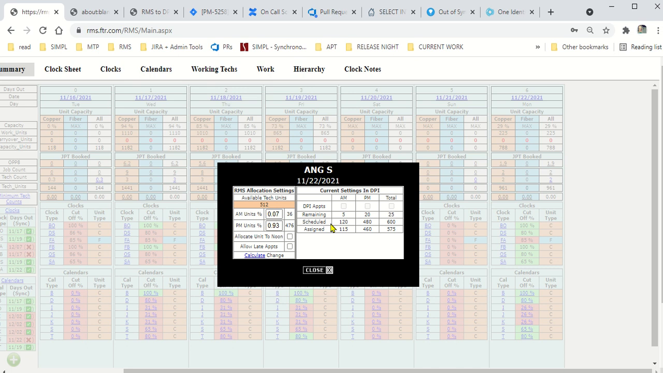Scheduled is all we're changing. RMS only manipulates schedule. The remaining and the assigned are just functions of other stuff. Remaining is simply scheduled minus assigned. 120 minus 115 gives you 5. 480 minus 460 gives you 20. The totals are just the total of that row.